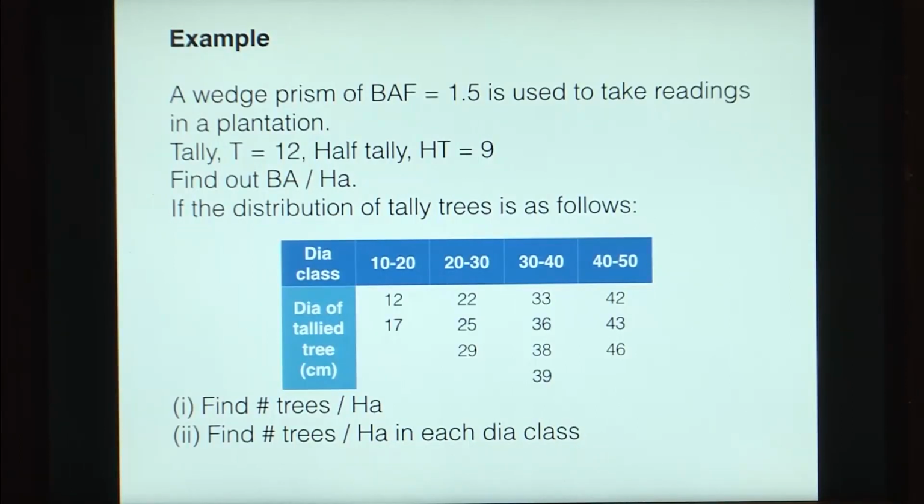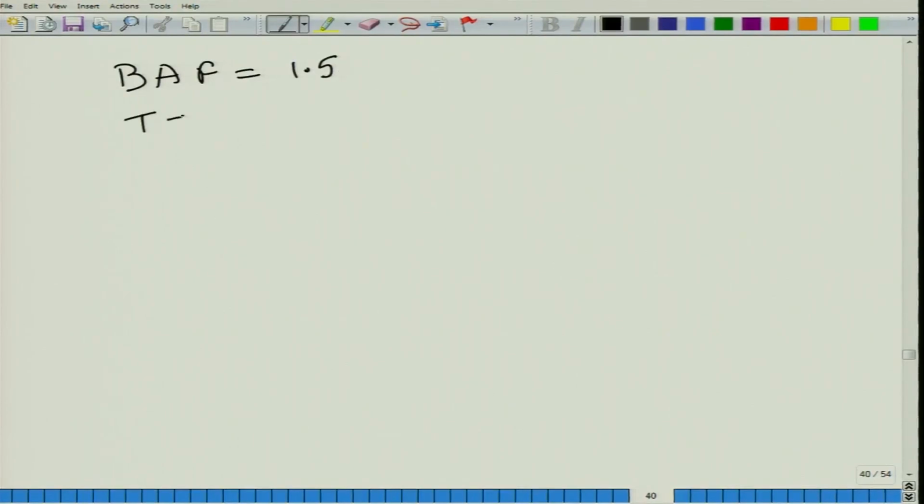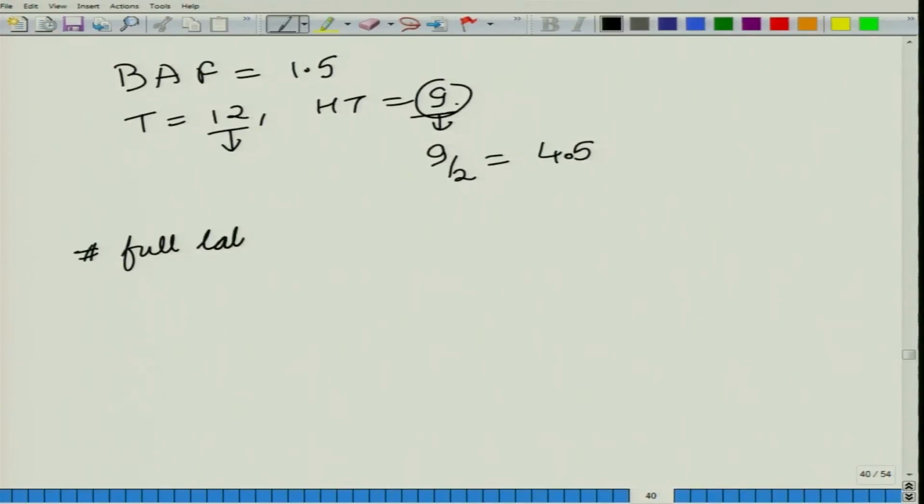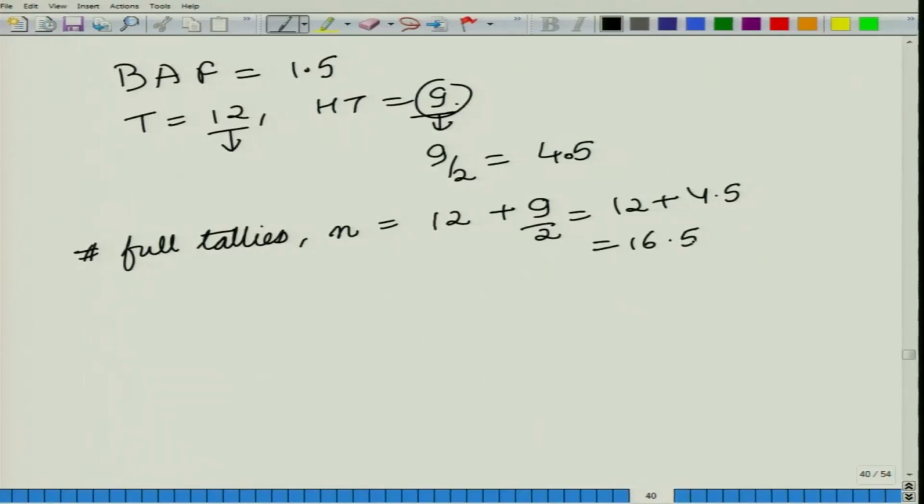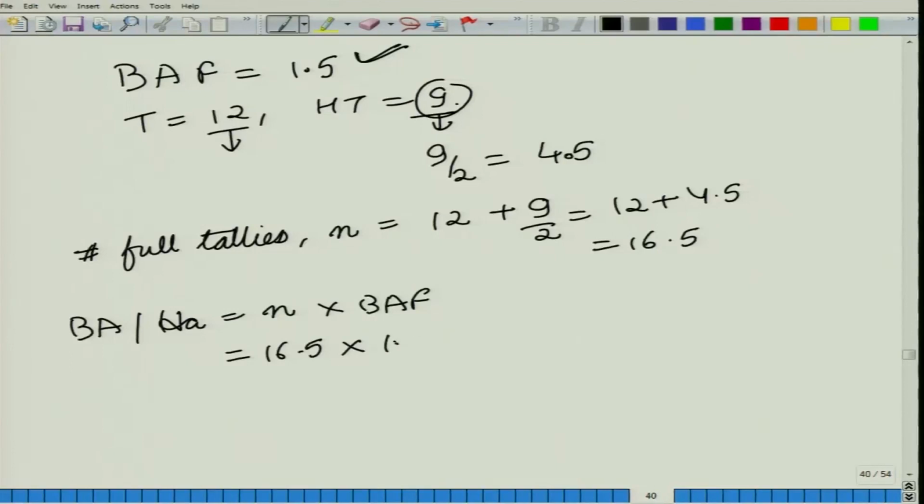We are given that BAF is equal to 1.5, tally is equal to 12 and half tally is equal to 9. Tally is the full tally, this is the half tally. So, 9 half tallies will be equal to 9 by 2 full tallies or 4.5 full tallies. So, the number of full tallies, that we also call n, is equal to the total full tally, that is 12 plus 9 by 2, is 12 plus 4.5, is 16.5. So, that is n. Now, if you wanted to calculate the basal area per hectare, that is given by n into basal area factor. So, it is 16.5 multiplied by the basal area factor, given to be 1.5, is equal to 24.75 square meters per hectare. So, that is the basal area per hectare. This is how we calculate the basal area per hectare for a stand using point sampling.